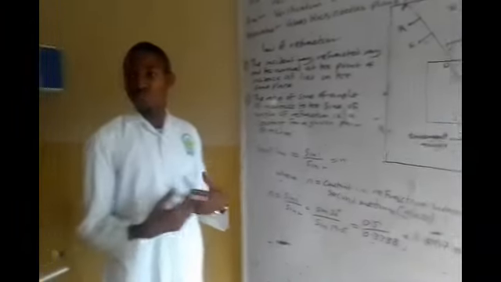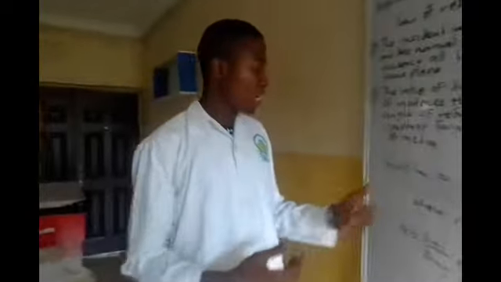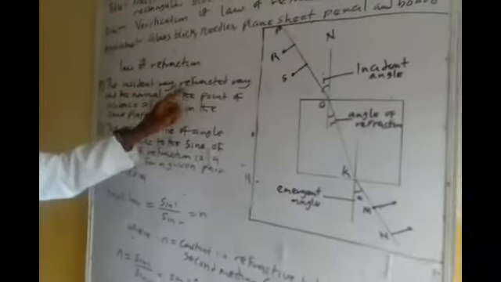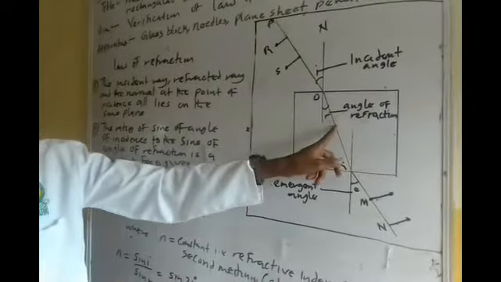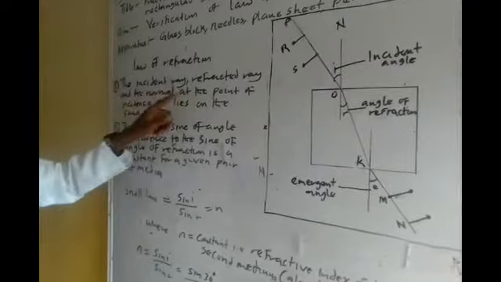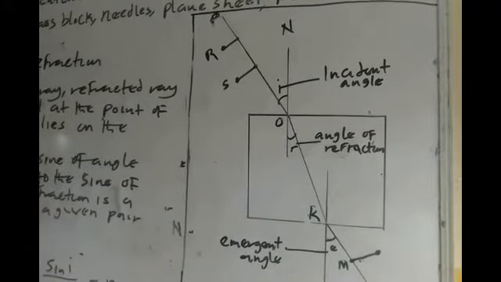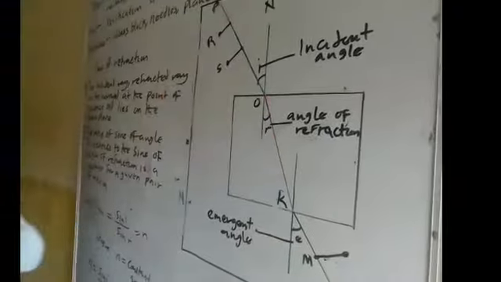This relationship was proposed and discovered by Snell. He also worked on the law of reflection, and he suggested another law for refraction, which I will call the law of refraction. Now from the experiment, let's use the diagram to demonstrate the law. The first law says that the incident ray, this ray that is coming, the refracted ray, this one, and the normal at the point of incidence where they meet here, all lie on the same plane. That is the first law.